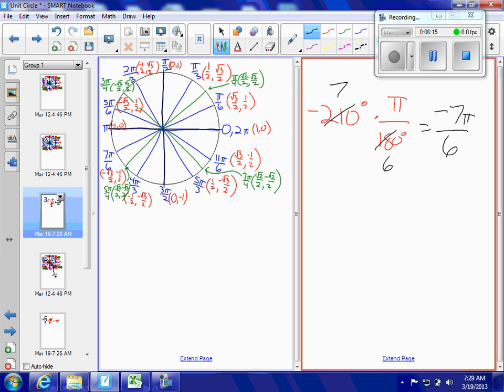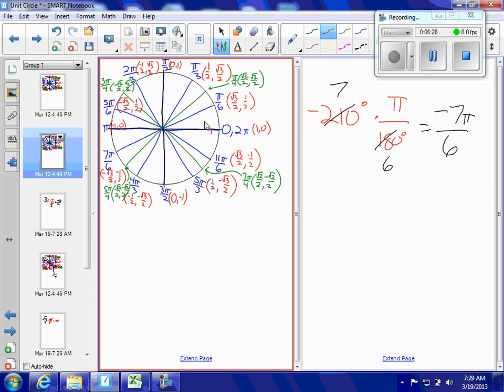Does that make sense? I don't know. Let's take a look. So I'm going to start on my unit circle right here, and I'm going to go negative. I think I'll start by going negative 180 degrees, because I know where that is. That's going to take me to right there. And if I want to go to negative 210, I would go another 30 degrees negative. So I'm going to want to end up right here.